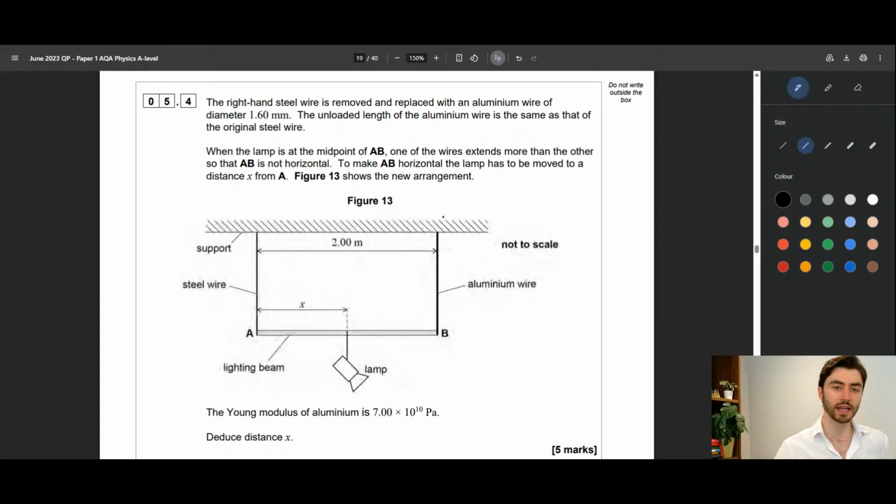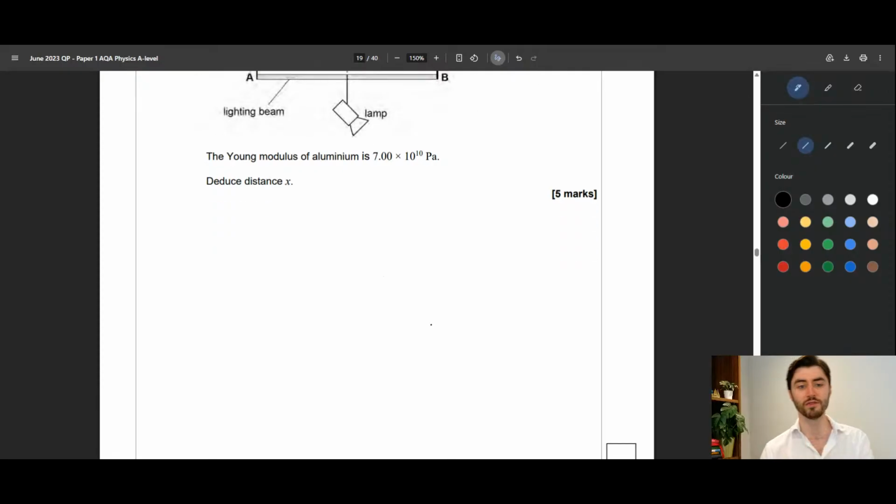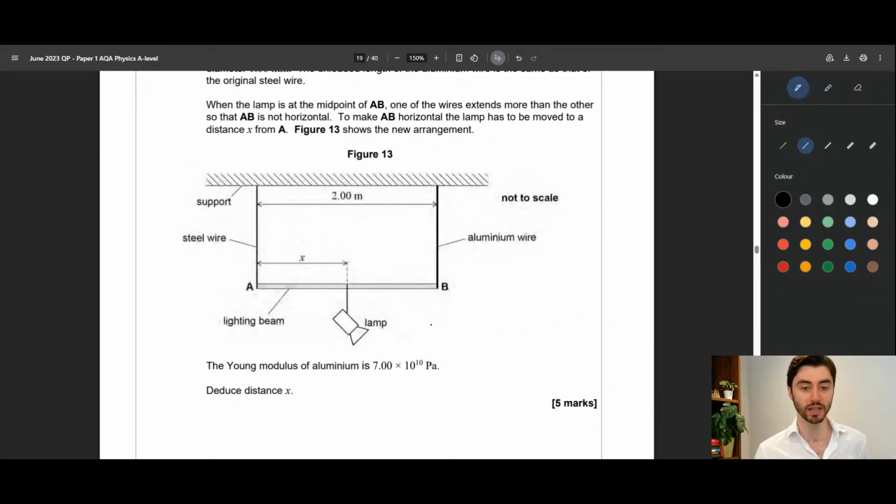So the right-hand steel wire is removed and replaced with an aluminum wire of diameter 1.6. So different diameter. Now we can't assume that the tensions are the same in both. The unloaded length of the aluminum wire is the same, so it's the same 1.2. When the lamp is at the midpoint, one of the wires extends more than the other. Oh, so AB is not horizontal. To make AB horizontal, the lamp has to be moved to a distance x from A. Oh, that's very interesting. Okay, I'm really glad you brought me this question. So that's going to be x.